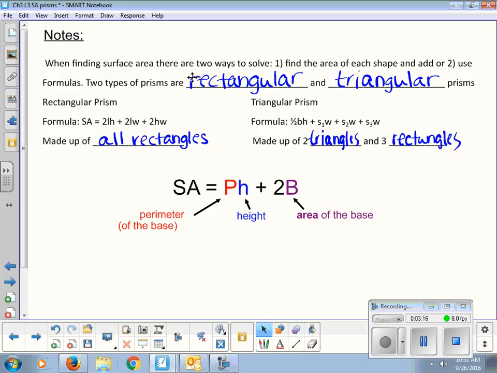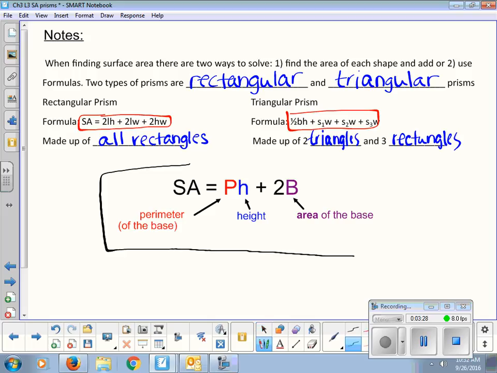The formulas given to you right here are the formulas out of your textbook, but you are given a different formula on your FSA reference sheet. So we're going to use this formula for surface area. And that formula is surface area equals P times H plus 2 times capital B. P is our perimeter of the base.